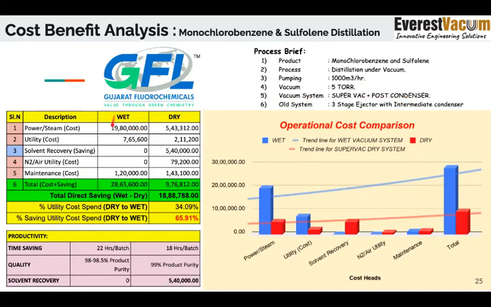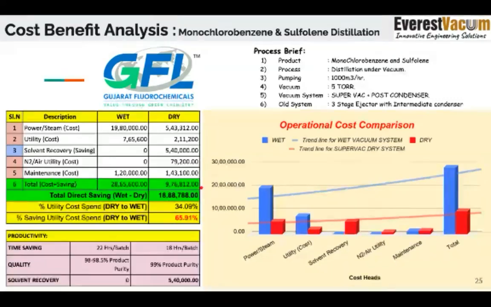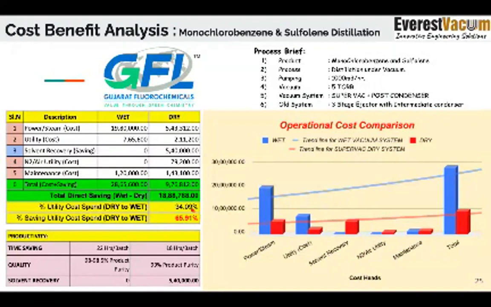Now, if you see a wet system, that is a steam jet ejector, versus a dry system, here the operating cost that the customer was incurring annually was about 28 lakhs, which we have been able to reduce to almost 9.76 lakhs. In total, if you talk of the direct savings, this is only direct savings, the 2030 rule, direct savings, he has been able to save 18.88 lakhs. Now, if I put a percentage onto this, he is saving 65% of what he was actually spending on utilities.